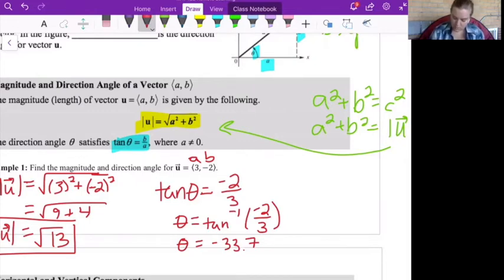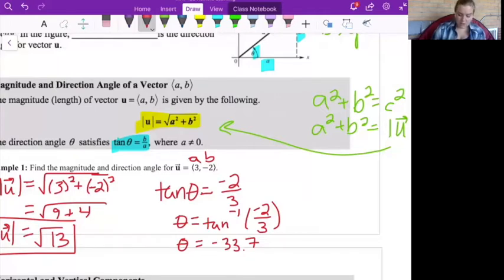And so then theta is equal to 326.3 degrees. And so you always want to be sure which quadrant you're in, because here, because of the 3, negative 2, we know that we are in the fourth quadrant, which 326.3 is in the fourth quadrant.